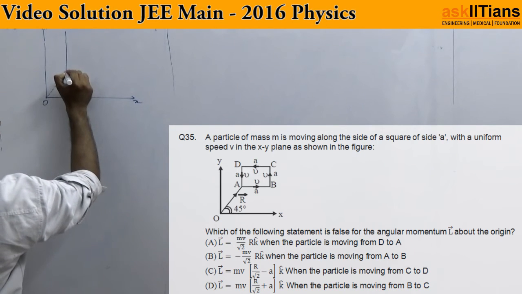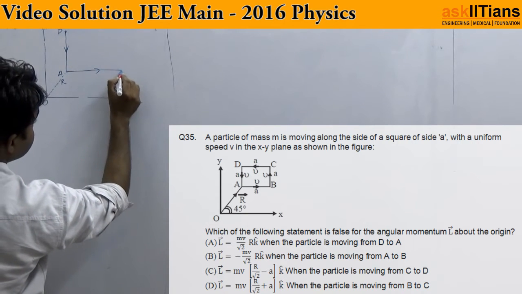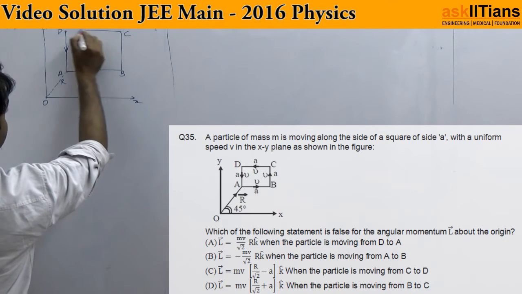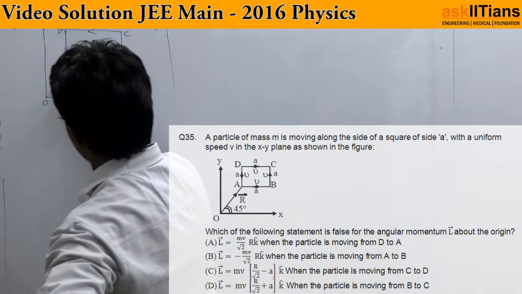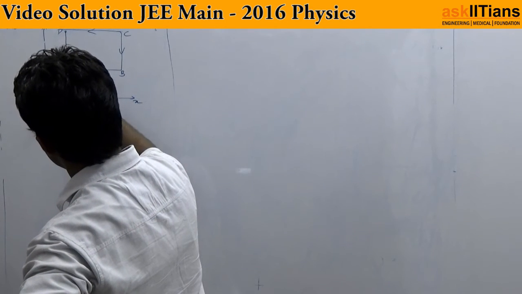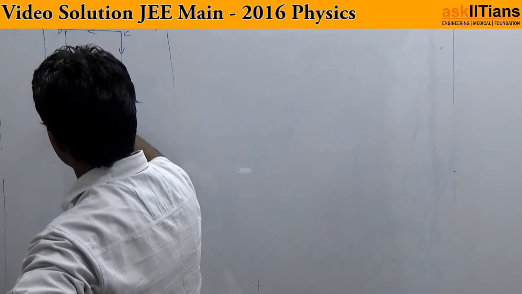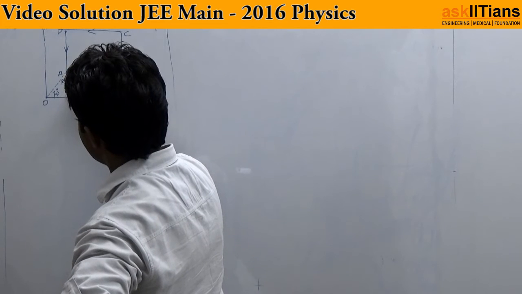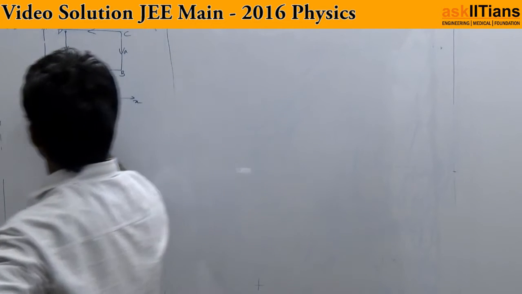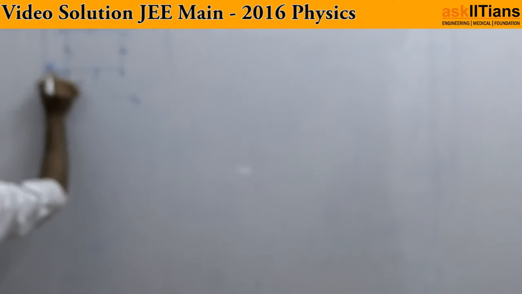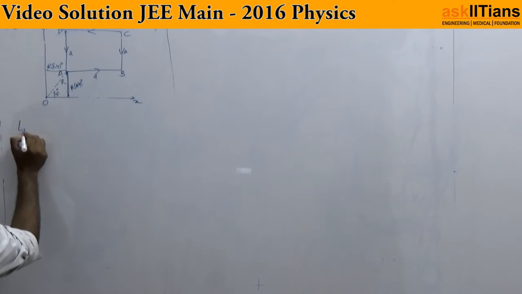The particle is going from D to A, D to A to B, B to C, C to A, over this way. So we are getting the R, it makes an angle of 45 degrees with this. So if I call this distance R cos 45, as the length is A and it is a square, this distance is also R sin 45. Now we have to find the angular momentum across L DA.